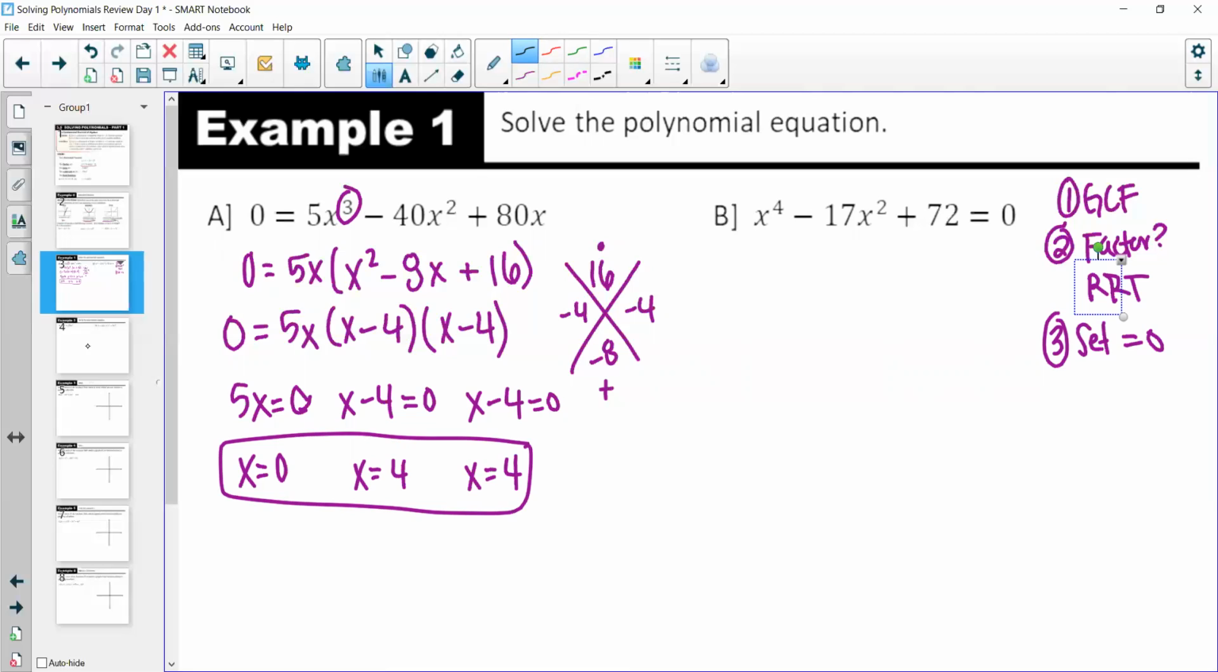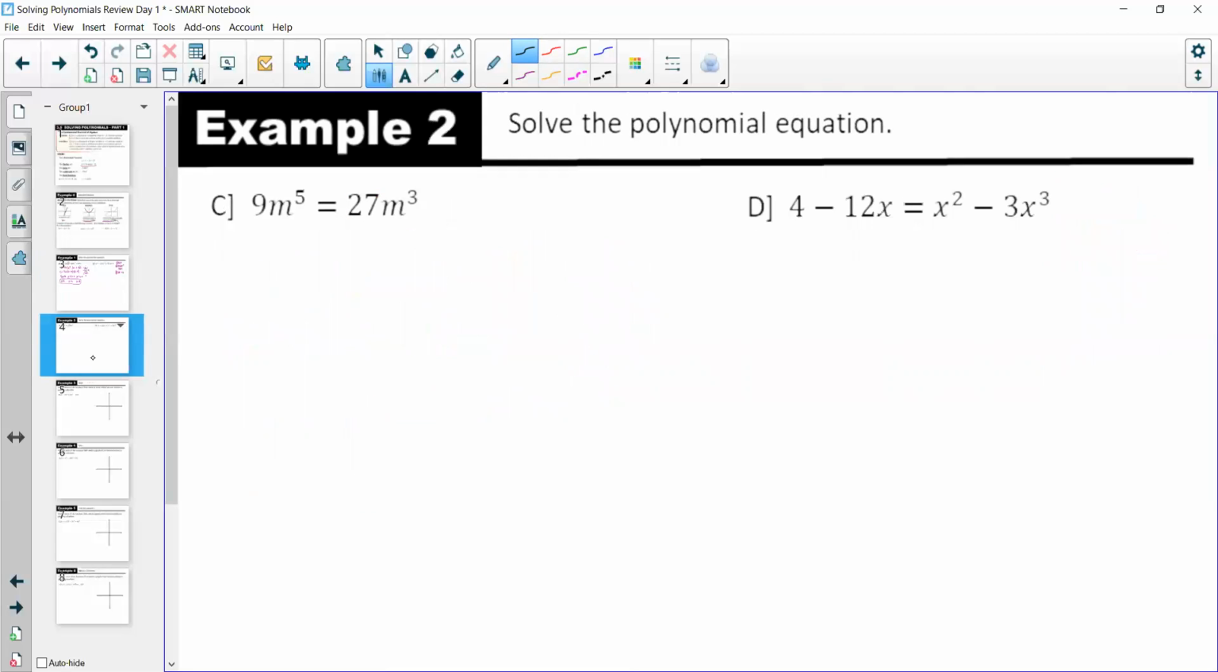Now let's take a look at one of these problems. So to solve a polynomial equation, remember, it has to equal 0. So we need to make these equal to 0 first before we solve them. So I'm going to actually set this one and make it equal to 0 to start. So I am going to subtract 4 and add 12x from both sides.